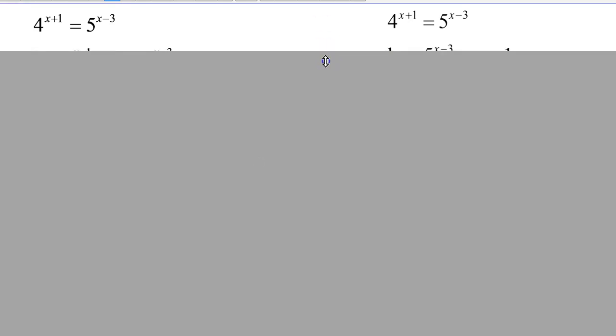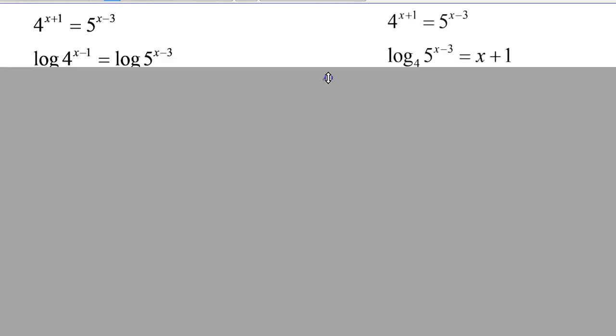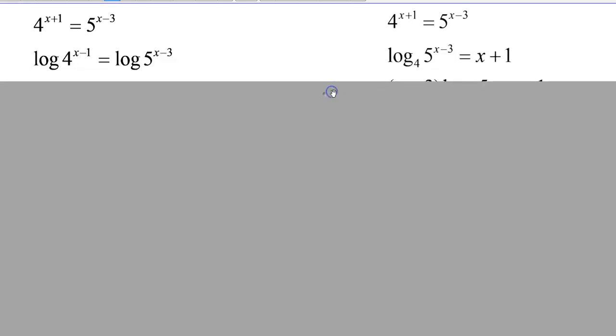The first step is you have to use logs. There's two ways of rewriting this with logs. One of them is to do the same thing to both sides of the equation, which is to take the log of both sides of the equation. You could use a log base 10, which I've done here. You could also use a log base 4 or a log base 5 of both sides. But let's just do log base 10 on this side.